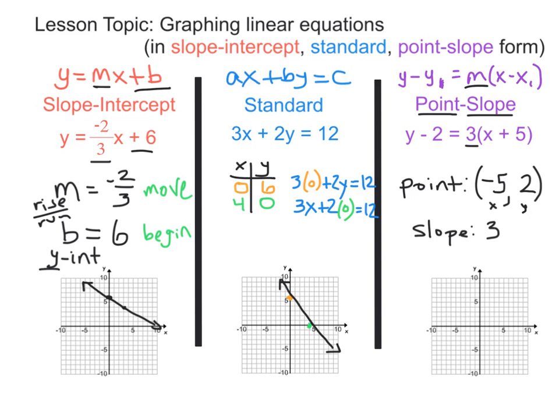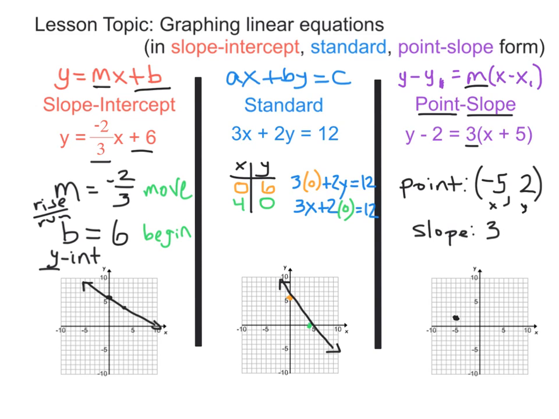So let's plot our point, negative 5, 2. So the x value is negative 5, that's over here, this direction, and then positive 2. Our point is right here. Plotting points is super important, so remember how to do it. Let me know in class if you have forgotten your plotting points. So there's negative 5, 2, and we're going to use our slope of 3.